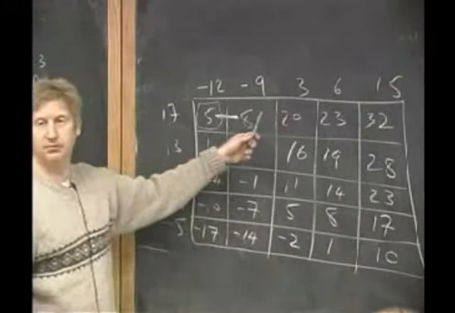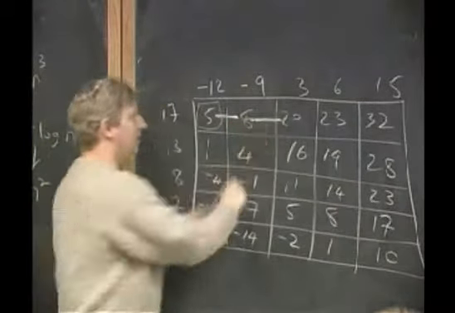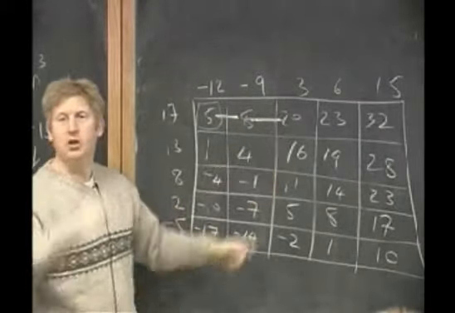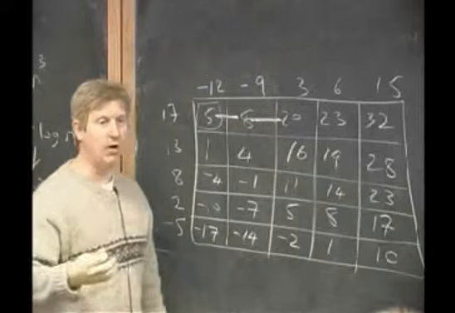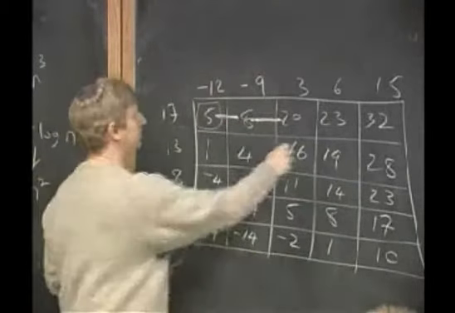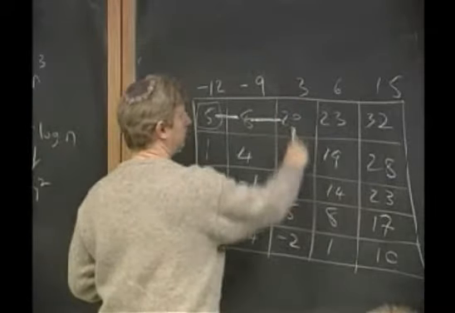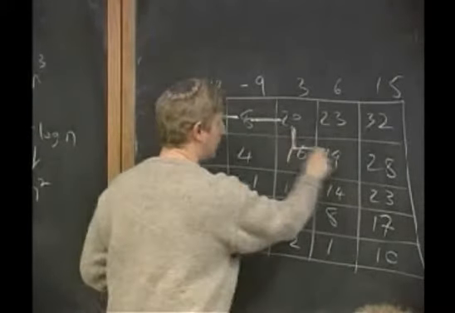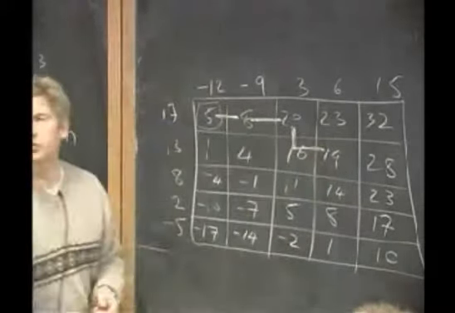19 bigger than 8? Right or down? You either go right or you go down. Sooner or later, you go off the edge. We win. What's the worst case?